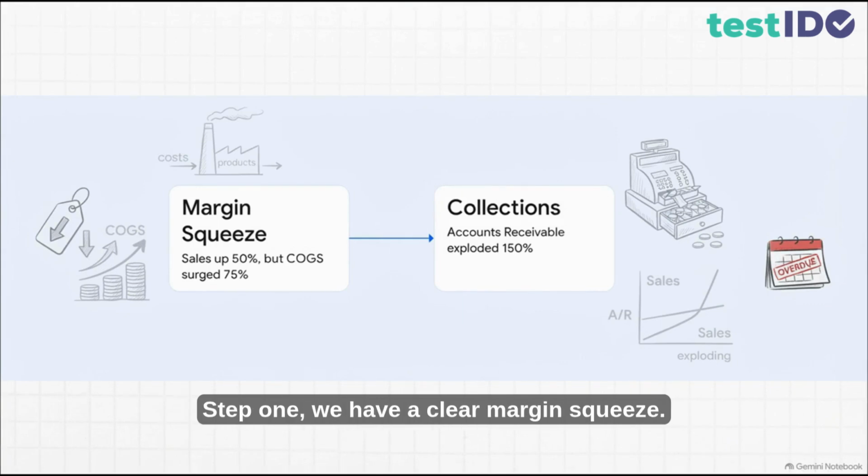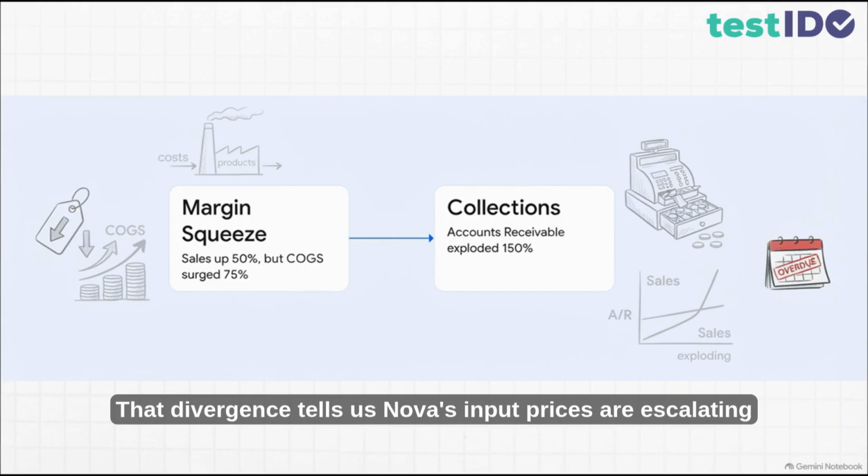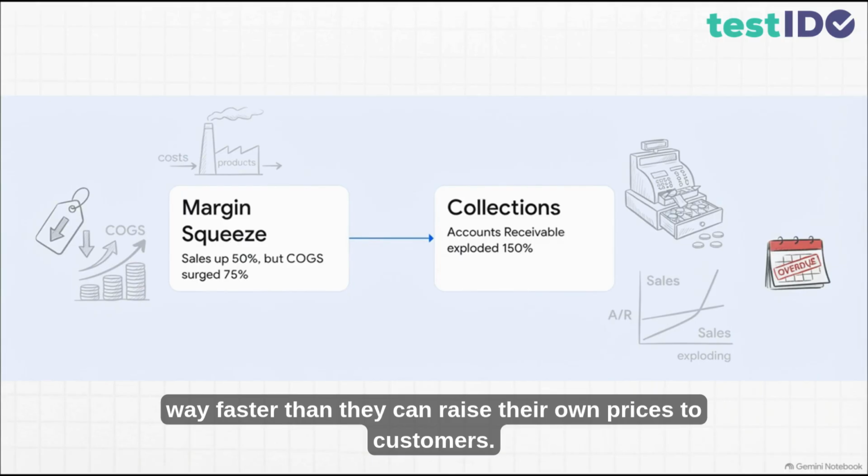Step 1. We have a clear margin squeeze. Sales grew by 50%, but COGS surged by 75%. That divergence tells us Nova's input prices are escalating way faster than they can raise their own prices to customers.